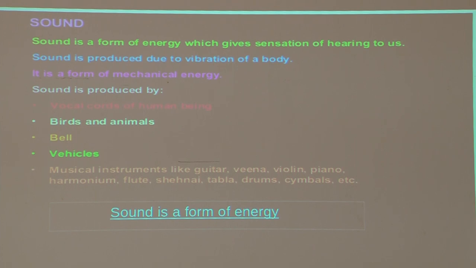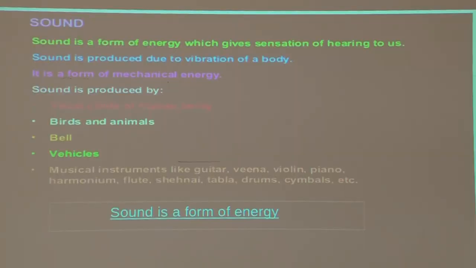Let me explain what is sound. Okay. Just like any other form of energy, sound also is a form of energy, like heat energy, light energy, etc. Because when I am talking, actually my energy is spent, isn't it? That means my energy stored as chemical energy is converted to sound energy. So sound is actually a form of energy which gives a sensation of hearing to us.